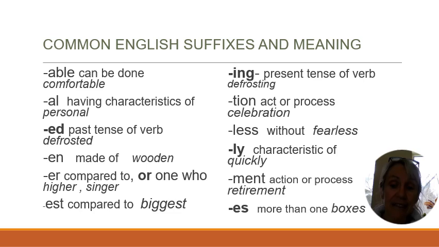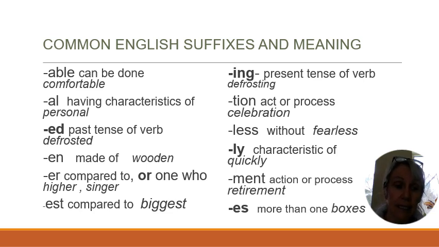The next one is al, A-L, having characteristics of, or being related to. So the example we're using here is personal. Personal. The word root is person, and we've attached the suffix al to person. So now we have characteristics of being a person. Are these your personal belongings? Are these your personal ideas?